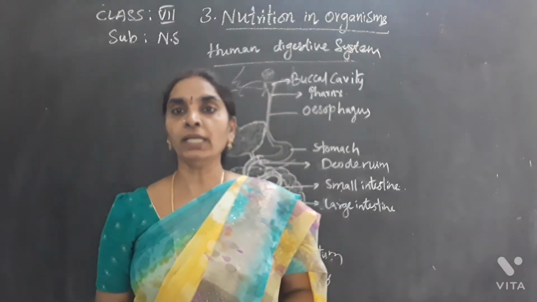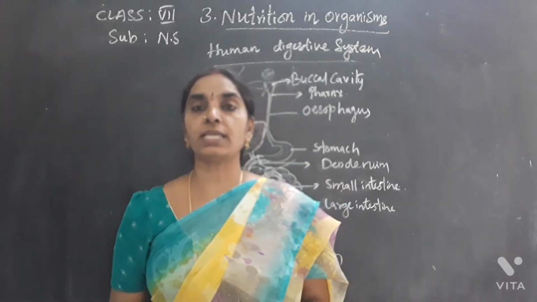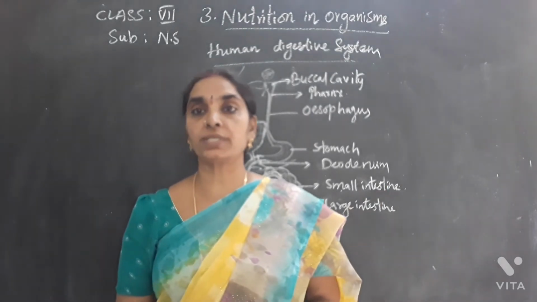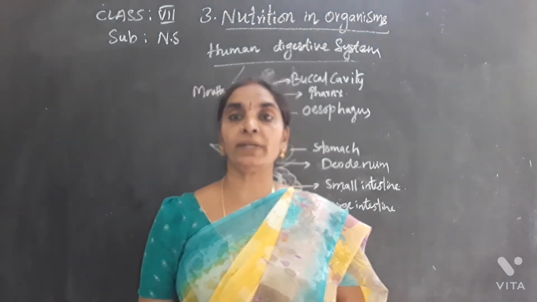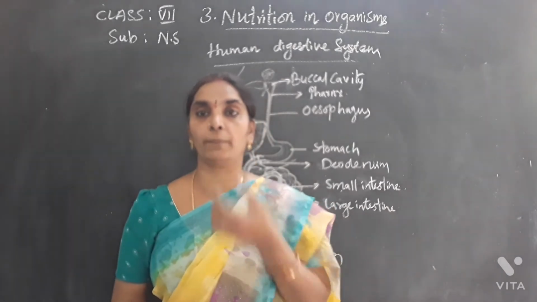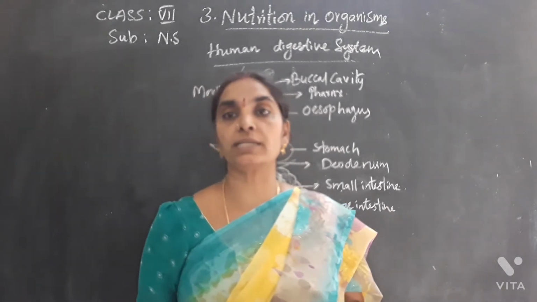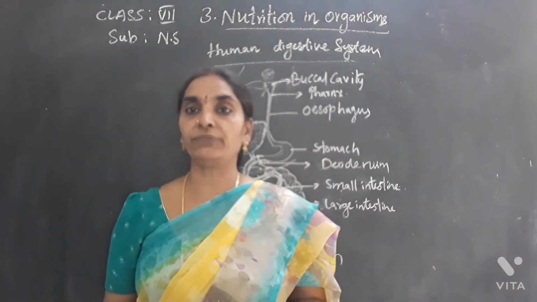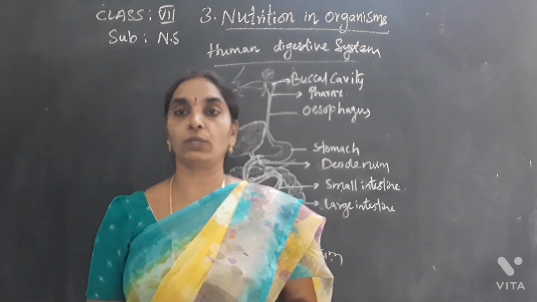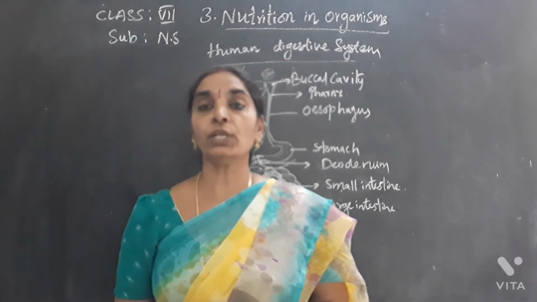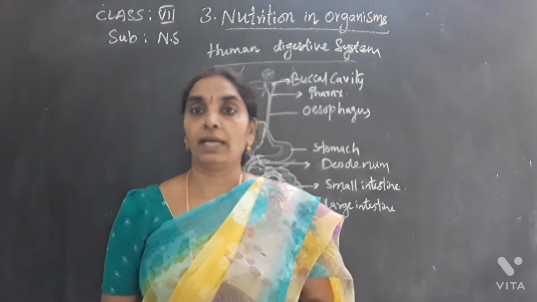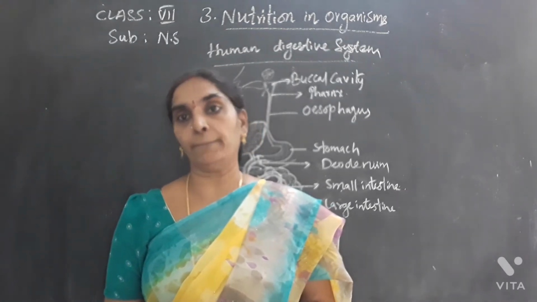Hi children, good morning. In today's class, I'll continue the lesson Nutrition in Organisms, in which we are dealing with the human digestive system. As you know very well, the human digestive system starts from our mouth. The mouth consists of 32 teeth. Whenever you take food, first of all, you chew the food thoroughly with the help of your teeth. Do you know how many teeth you have in your mouth, children? They are 32 in number.